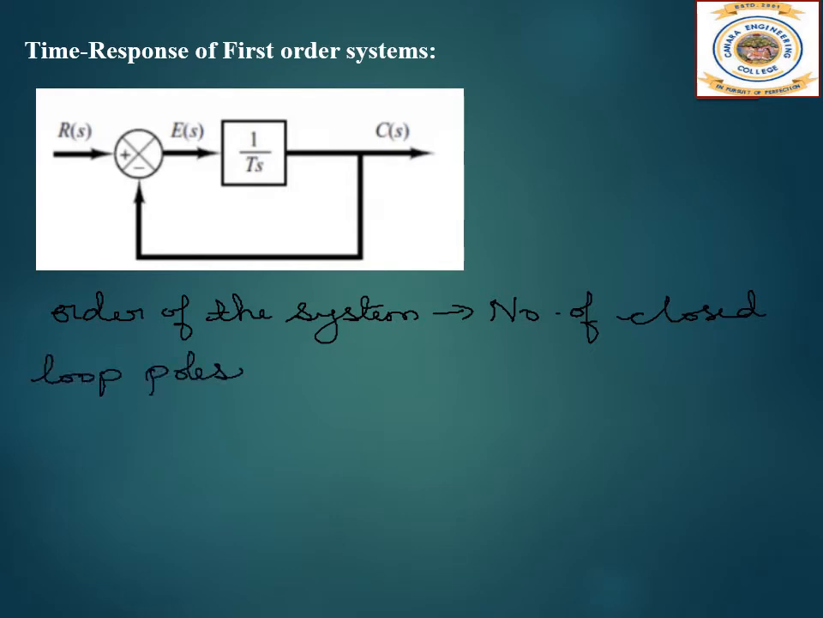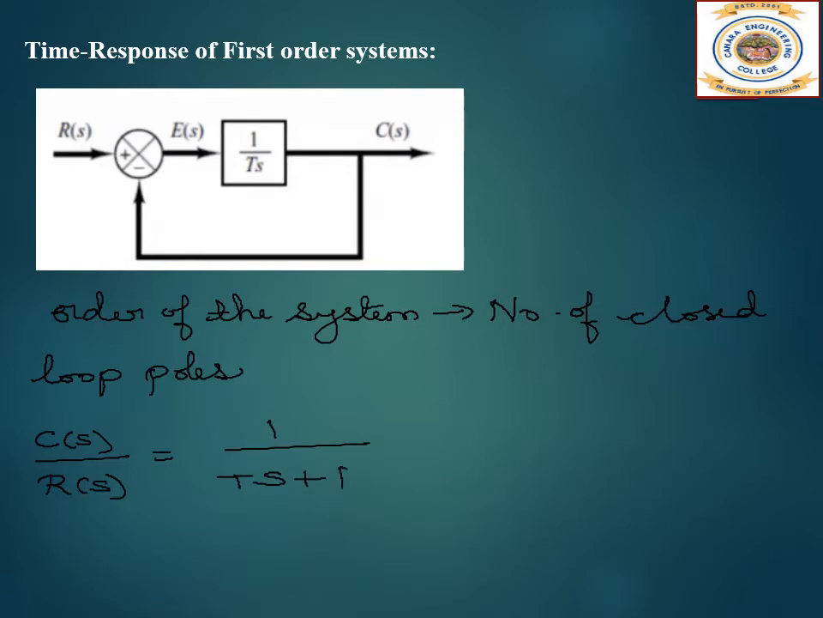So if you have one closed loop pole, then it is called the first order system. Two closed loop poles, then it is called second order system, and so on. Now in this case, let us first find the closed loop transfer function. So C of S by R of S equal to 1 by Ts plus 1. This is the closed loop transfer function.